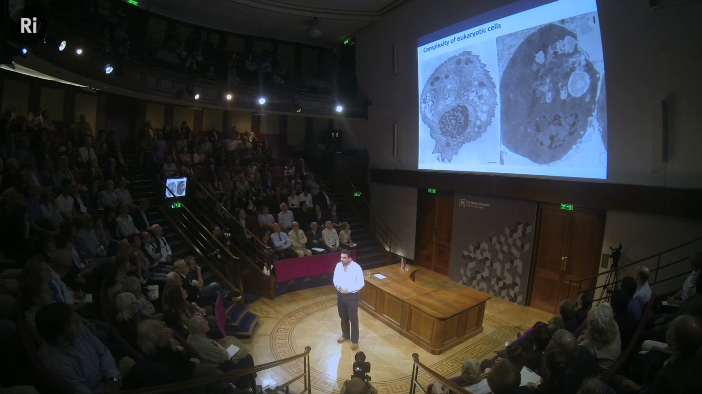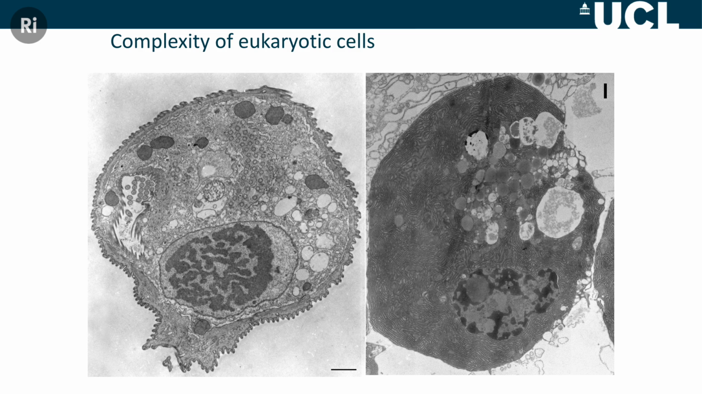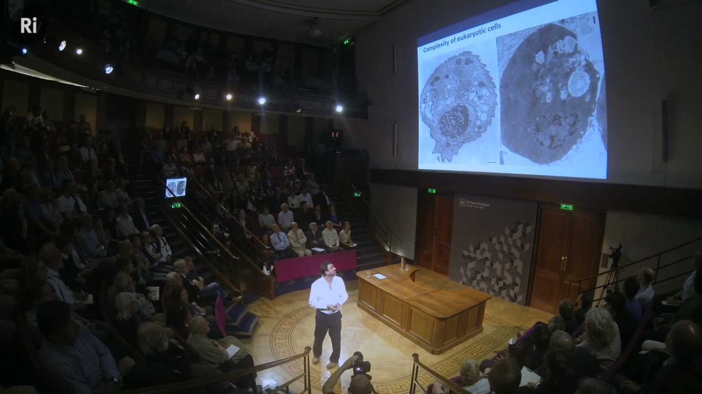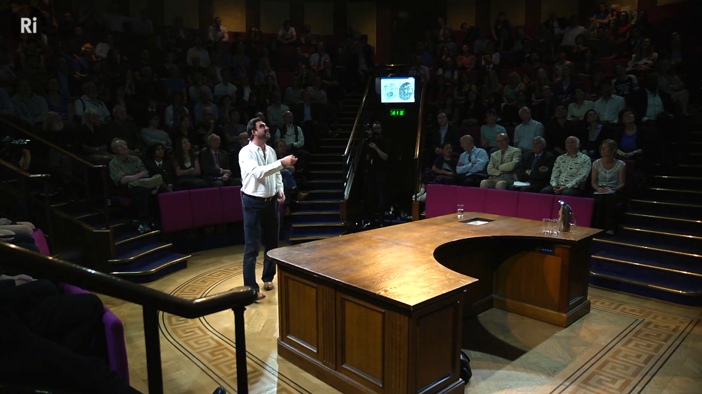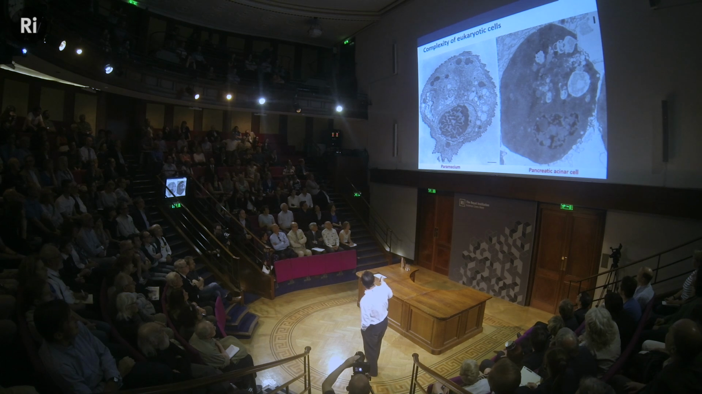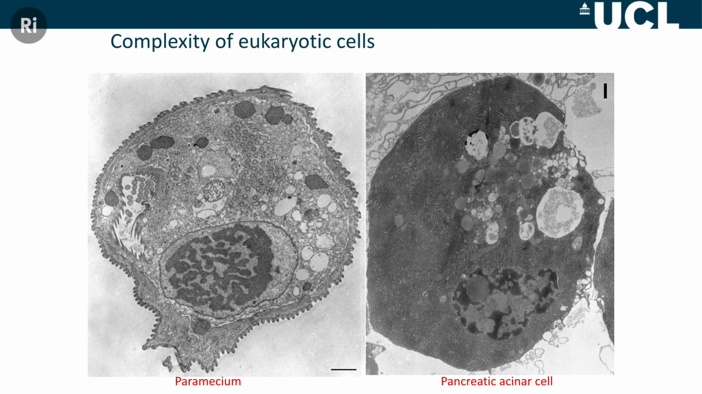And this is just to give you a sense that it's actually quite hard. Any suggestions for what the cell on the left might be, or indeed the cell on the right for that matter? Okay, so this is paramecium. Again, you'll find it in ponds. And this is a human pancreatic acinar cell. It's pretty hard to tell the difference between them, certainly in terms of their overall complexity. Now, paramecium actually has 40,000 genes. It has twice as many genes as humans have. It's a large, complex organism, but it's a single cell.